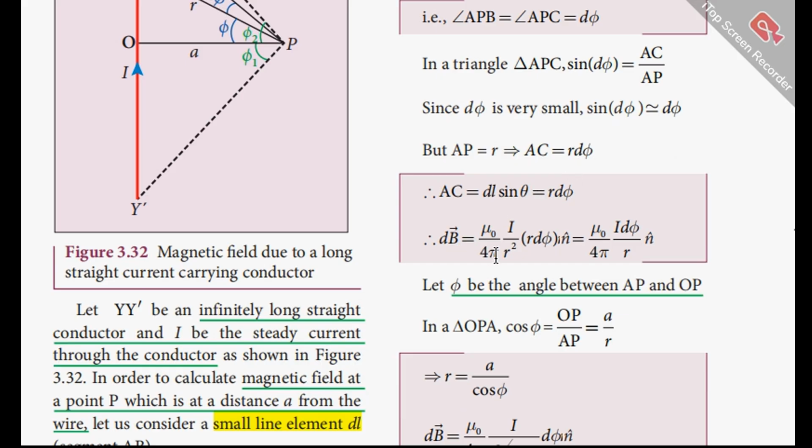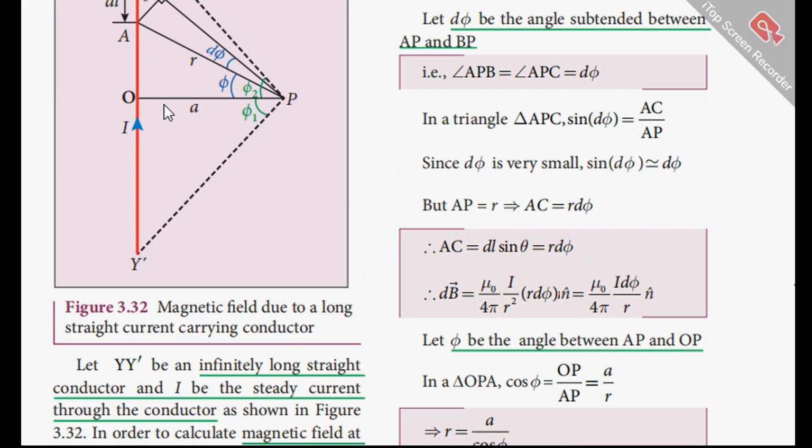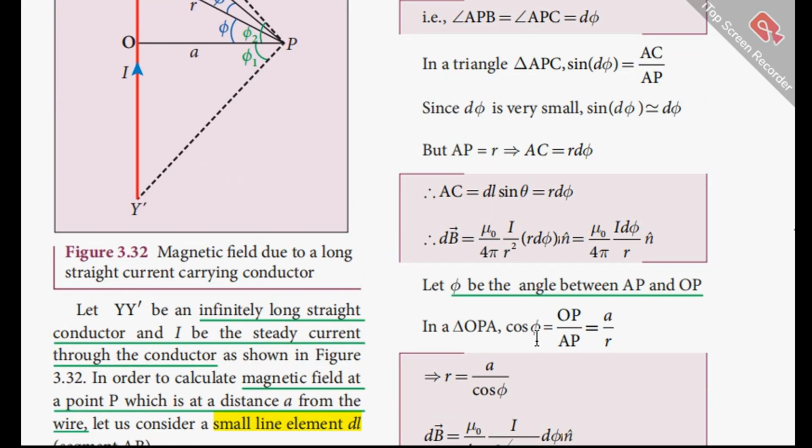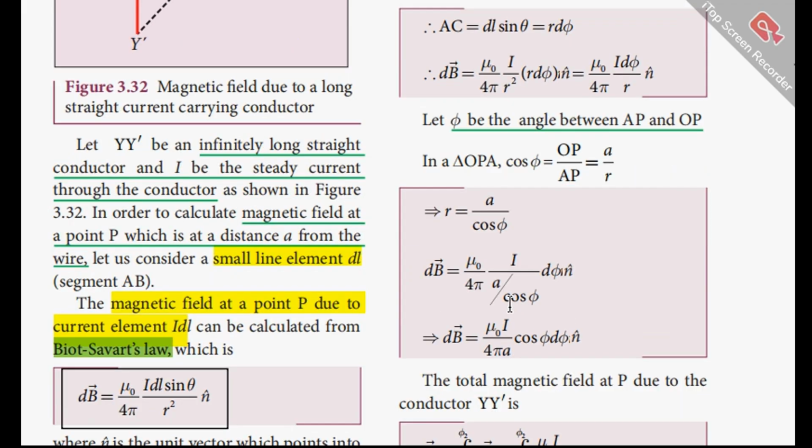So, dB can be written as mu naught by 4 pi I by r square into r d phi n cap. And that's equal to mu naught by 4 pi I d phi by r into n cap. If phi is the angle between AP and OP, then in the triangle OPA, cos phi is written as OP by AP, that's equal to a by r. So, r is equal to a by cos phi, and dB equal to mu naught by 4 pi I by a by cos phi into d phi n cap.